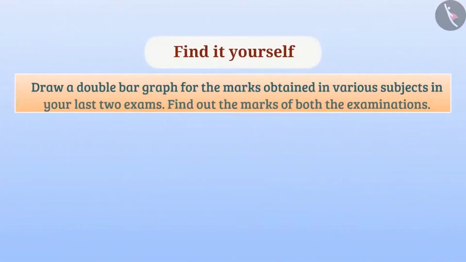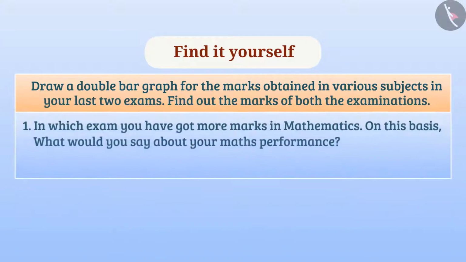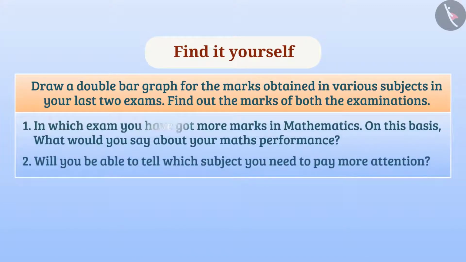Now, can you draw a double bar graph for the marks obtained in various subjects in your last 2 exams? Find out the marks of both examinations. In which exam have you got more marks in mathematics? On this basis, what would you say about your maths performance? Will you be able to tell which subject you need to pay more attention to?